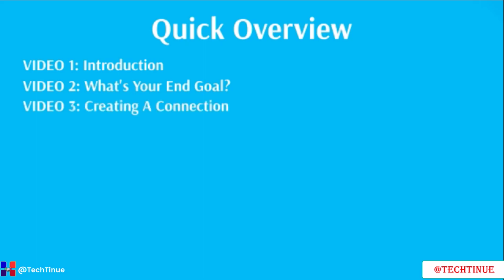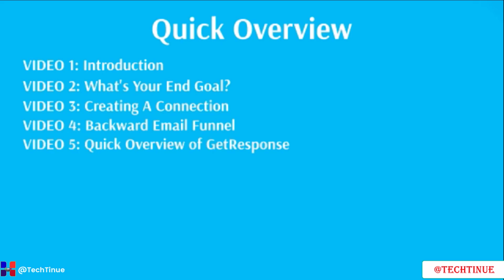Video number 3, we're going to talk about creating a connection, understanding the demographic of your prospect, who they are, what their typical day looks like, and that way you're going to be able to write an email series that connects with them, that builds that relationship, that makes them feel like, wow, you're talking directly to me, right? Video number 4, we're going to talk about the backward email funnel, meaning how to create a high converting email autoresponder series.